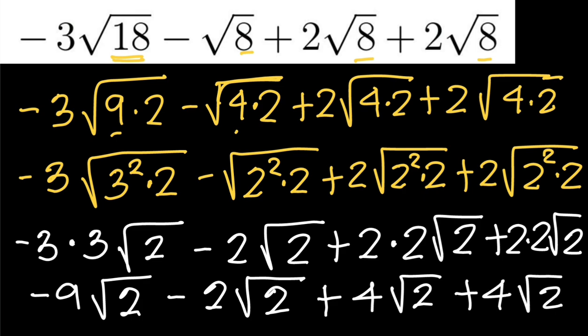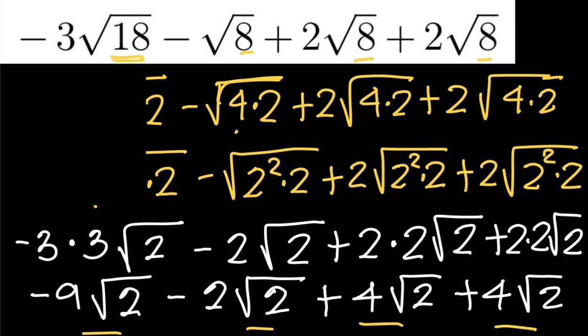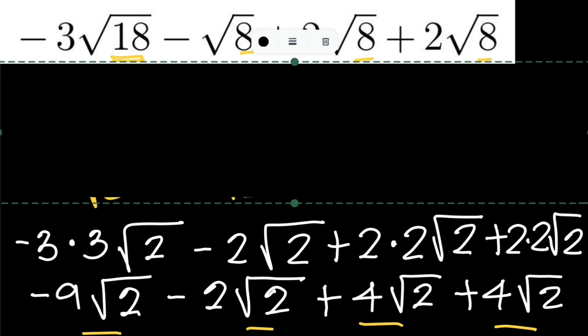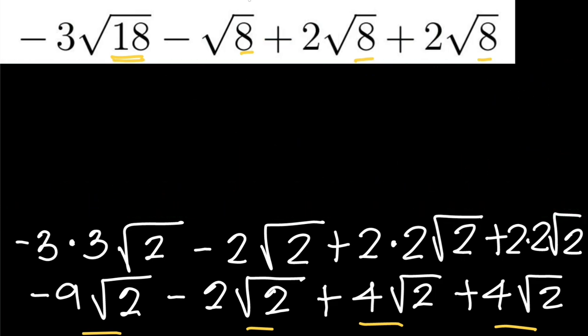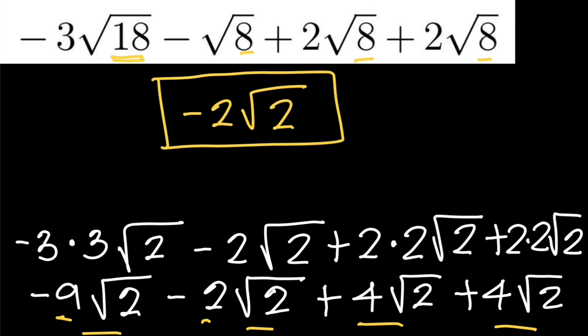And now we can group like terms, but everything here is alike, so we can just simply add them or subtract the coefficients, or the numbers beside the radicals. So this is negative 9 minus 2 is negative 11 plus 4 plus 4. So that is just negative 2 square root of 2. So this is our final answer.